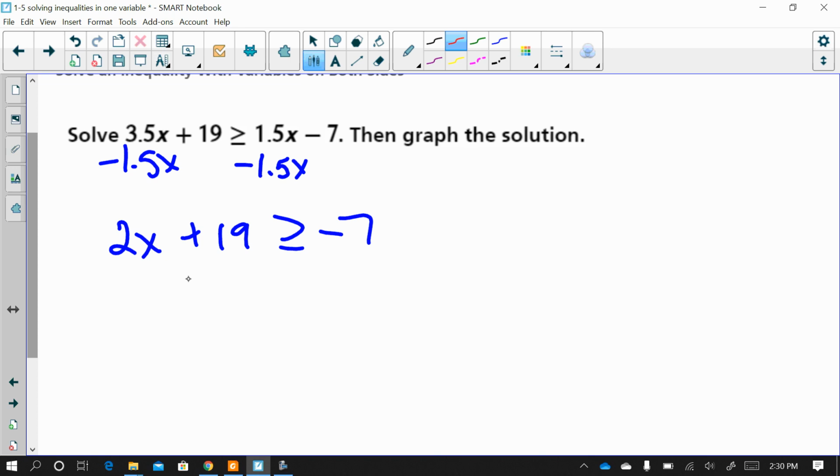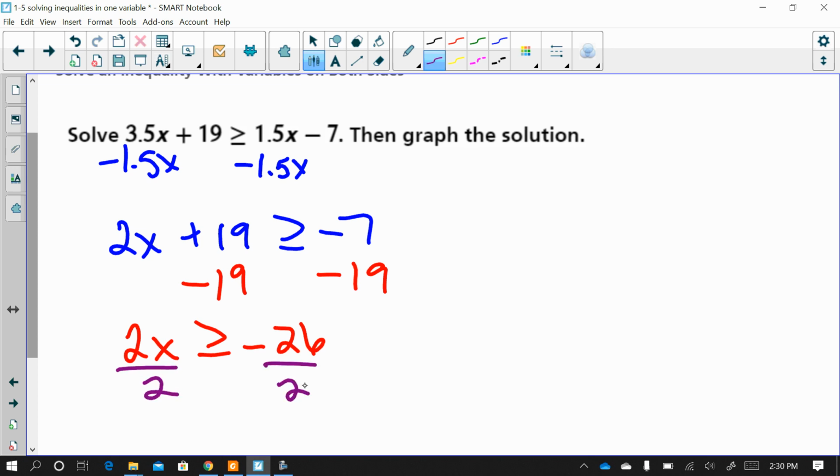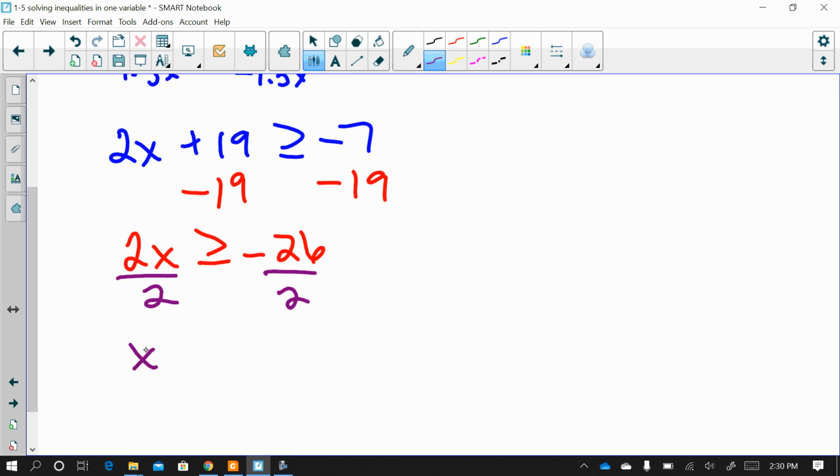Okay, so let's get rid of this 19. So we're going to subtract. 2x is greater than or equal to negative 7 minus 19, which is negative 26. Okay, divide both sides by 2. Do I flip? No, because notice I'm dividing by a positive, so it stays the same. Negative 26 divided by 2 is negative 13. Notice I'm dividing by a positive on both sides, no flipping.